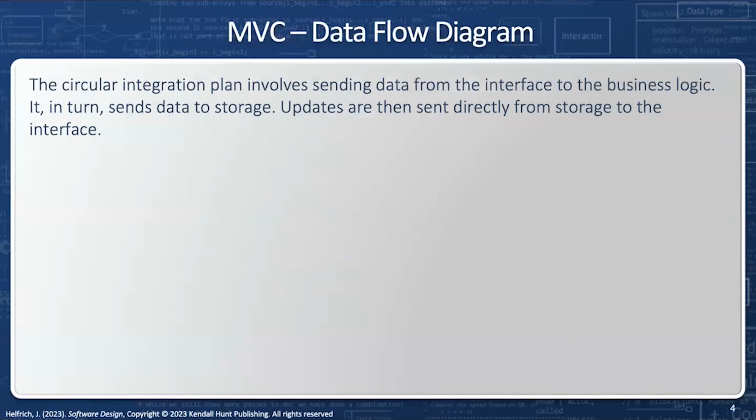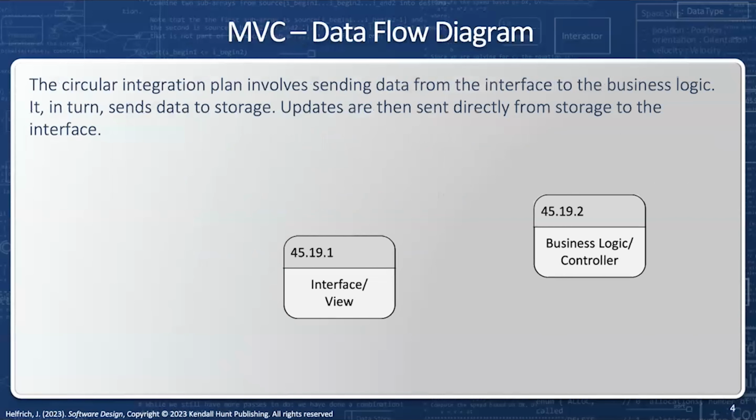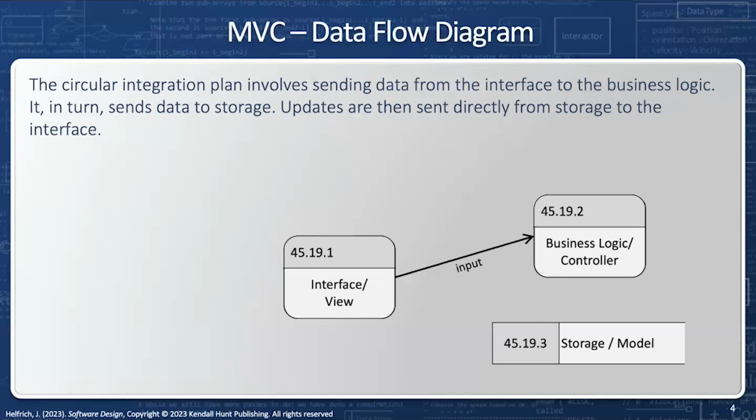So first of all, let's take a look at the data flow diagram pertaining to the MVC. Now we have the interface, otherwise known as the view in the MVC. And then we have the business logic, otherwise known as the controller. And then we have the storage, which is the model. Now, the interface is going to send input to the business logic, and the business logic notifies that displays need to be updated. And the business logic sends updates to the storage. And the storage then notifies the interface that information has been updated.